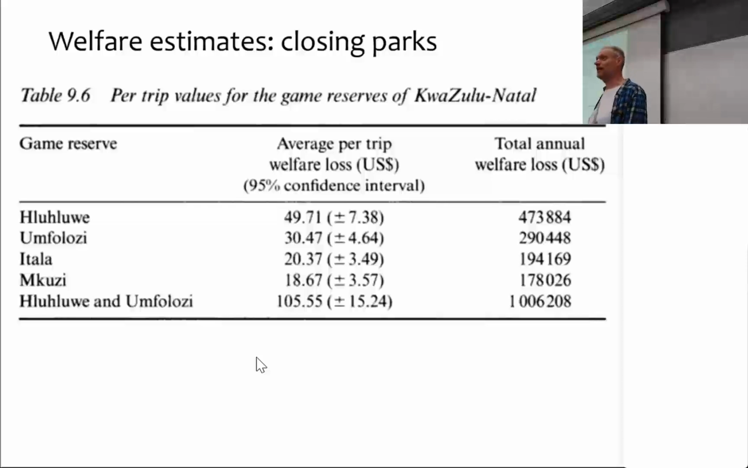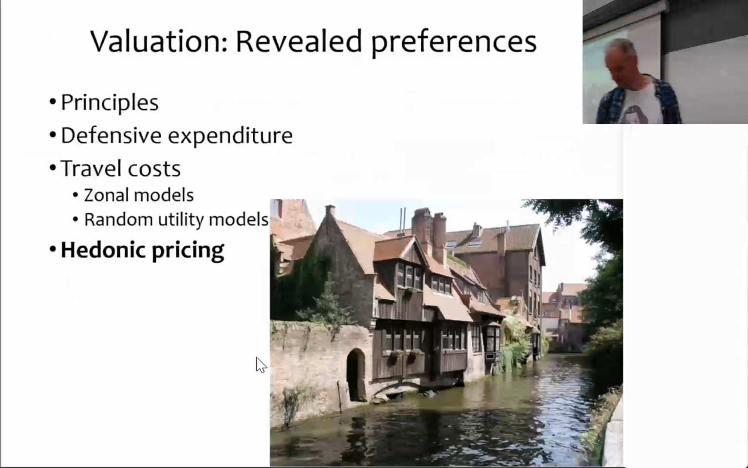Powerful in some ways. You need sometimes to pile assumption on assumption in other directions. And it can only be used for recreation, right? Because that is why people travel. It cannot be used for other values.